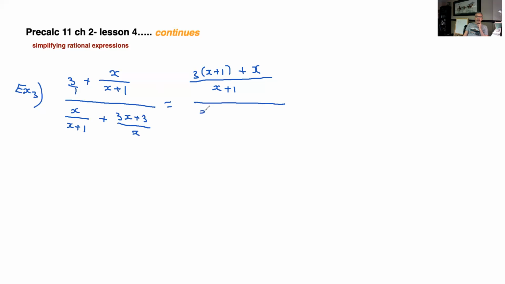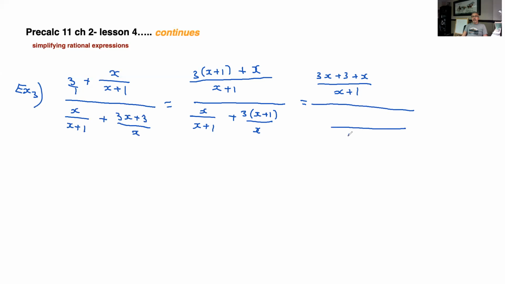This, I'm just going to rewrite it. I'm just going to simplify a little bit before I start doing common denominator on the bottom. So you could take out 3 and I get x plus 1 over x, which gives me, I'm going to start simplifying here, 3x plus 3 plus x over x plus 1. The common denominator here is both of them, the x and the x plus 1.